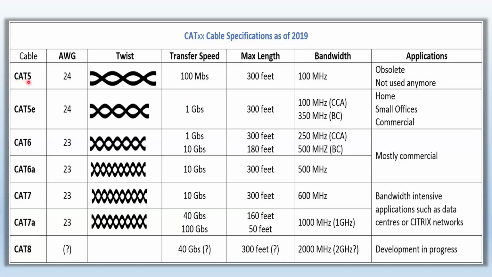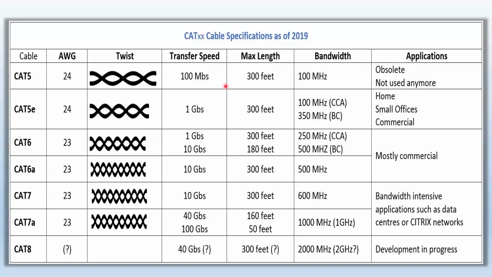Here's Cat5, 24 gauge conductors. It has a twist. The transfer speed is 100 megabits per second, and I'm stressing it. When it comes to the transfer speed of the signal, the digital data signal in the wire, we're talking about bits per second, not bytes. Bits.